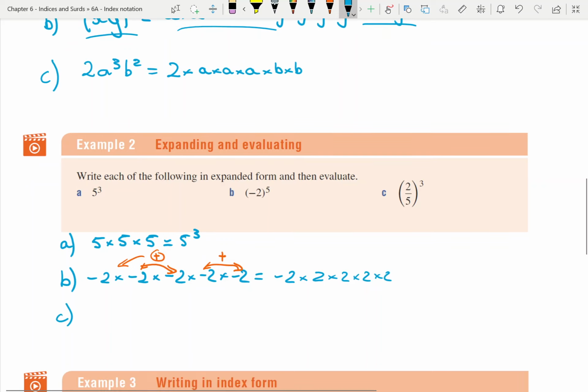Last example for this, expanding with numbers, is 2/5. So if we have a fraction and we take it to the cubed, we do what we would do usually, but for both the numerator and the denominator. So we've got 2 times 2 times 2 in the numerator and 5 times 5 times 5 in the denominator.